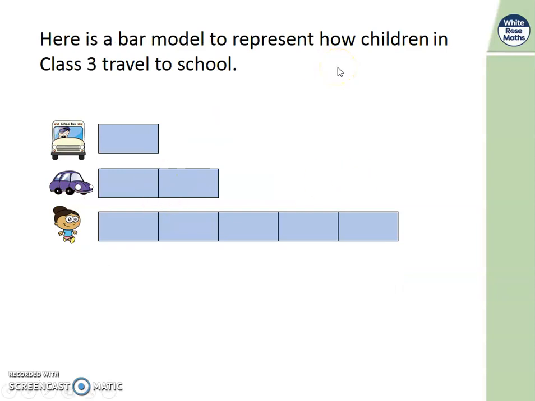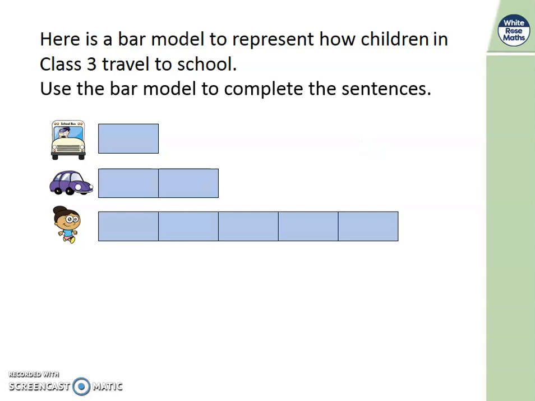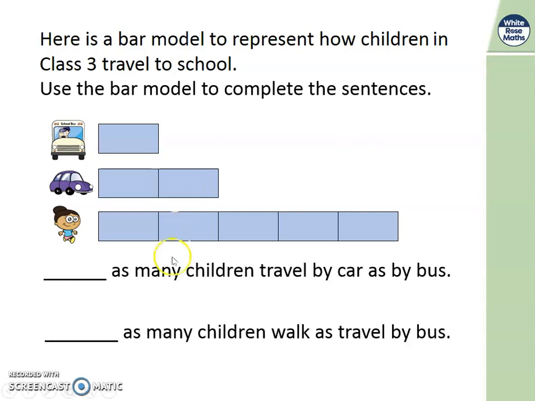Let's use that learning now in this bar model. Here is a bar model to represent how children in Class 3 travel to school. We have a school bus, a car, and walking. You can see on this bar there is 1, and on this bar there are 2, twice as many. In this one, compared to the first one, how many more are there? We're going to use this bar model now to complete the sentences.